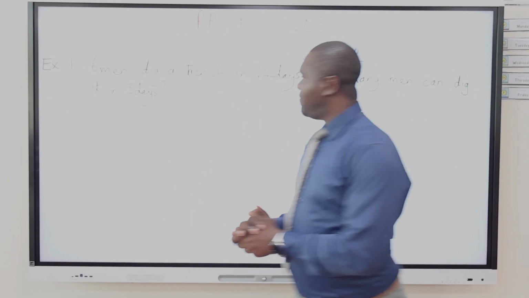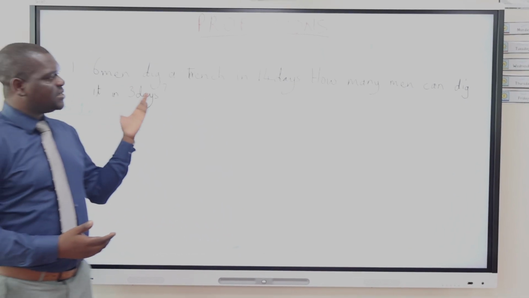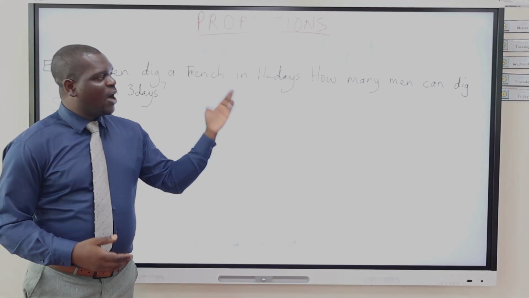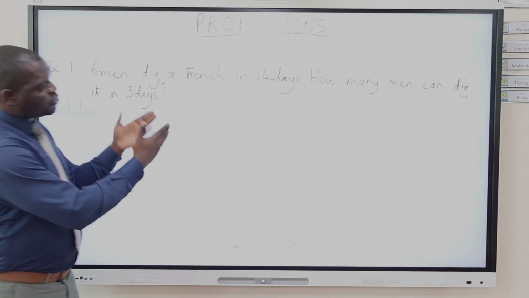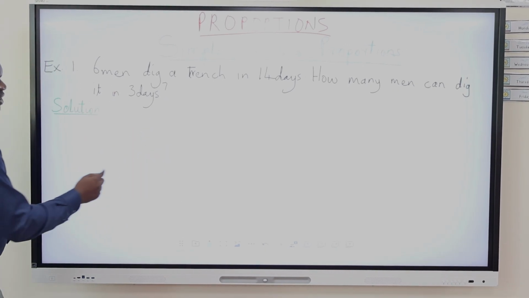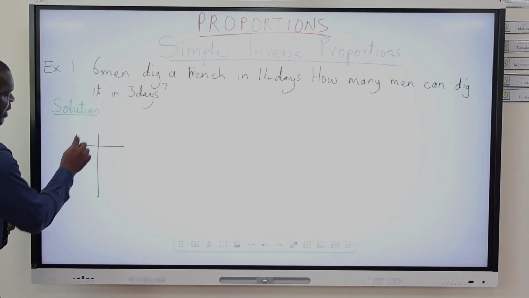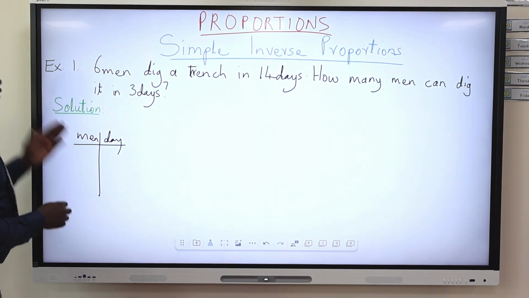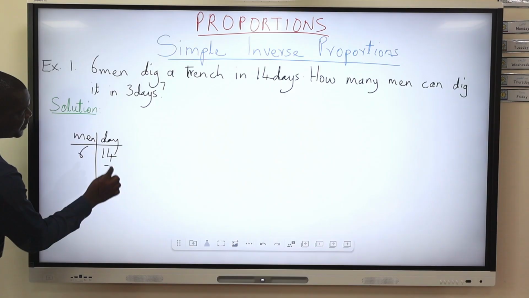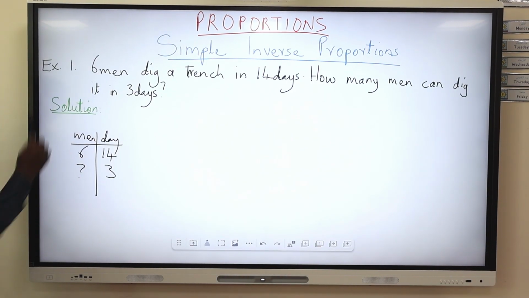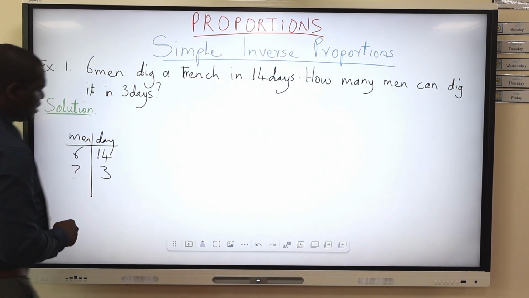And right on the board, we have an example. The first example, it says, 6 men dig a trench in 14 days. How many men can dig it in 3 days? To solve this, the first thing is you can establish a small table to help you identify what you are looking for. So we have men and we have days. On the left hand side, we have 6 men, 14 days. And we have 3 days and men we don't know. For this reason, men will be to the right when you are making your statement.